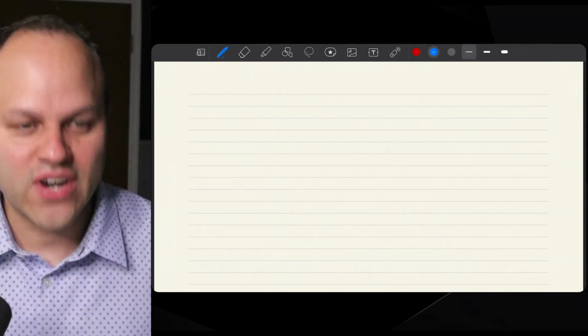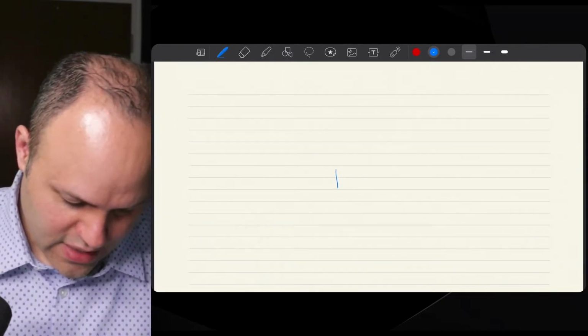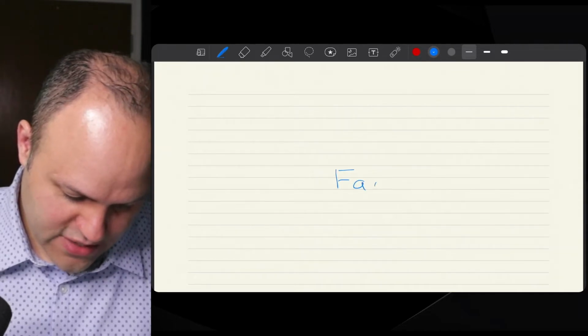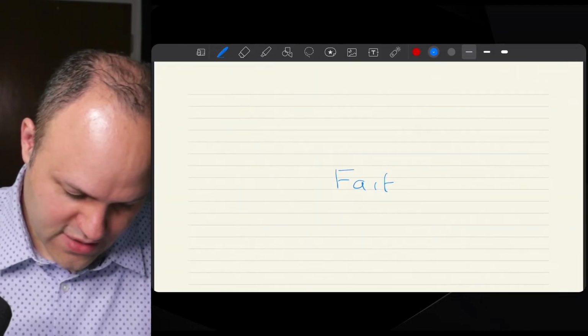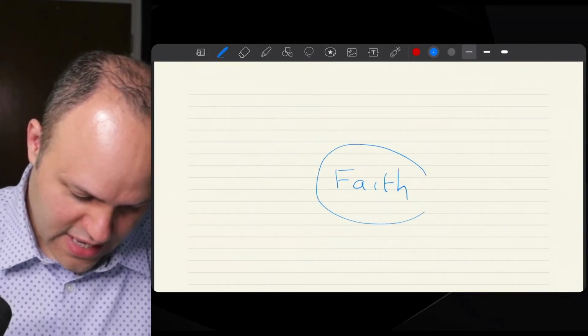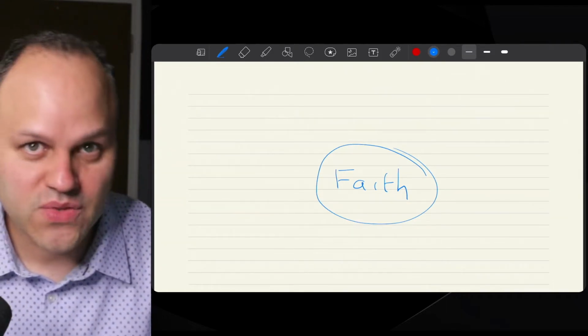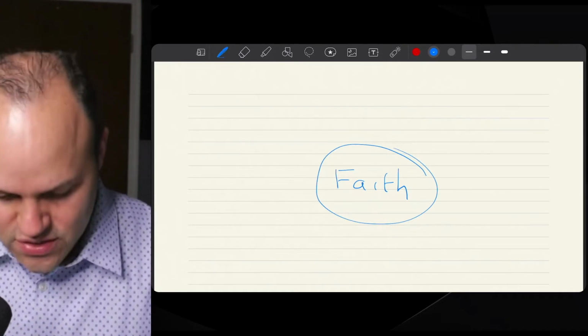So let's get started. Let's say your topic is faith, and you're writing about faith. Sorry about that, it's doing that because I'm trying to write with my finger. I got my topic of faith. That's my topic. That's what I'm talking about. That's what people are going to hear about. So here's what you want to do.